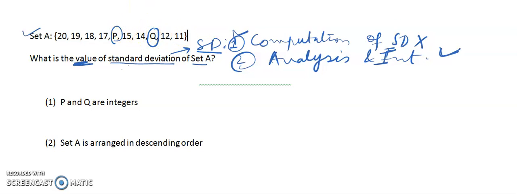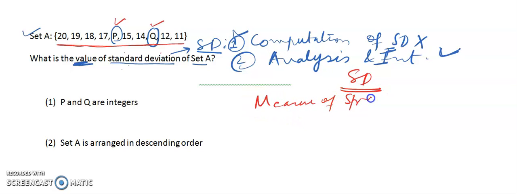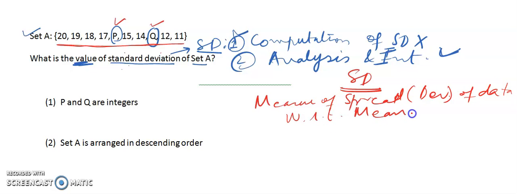If we can find out the values of P and Q, we can say that all the elements of the set are given, and with the help of these values we can find out the standard deviation. Let's understand what this SD is all about. SD is basically a measure of spread or deviation of data with respect to its mean, or arithmetic mean.